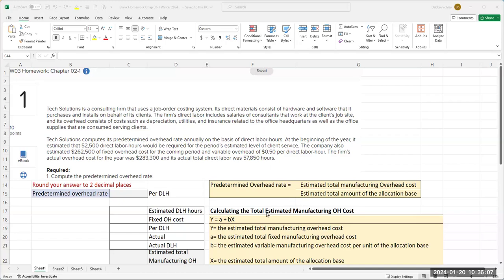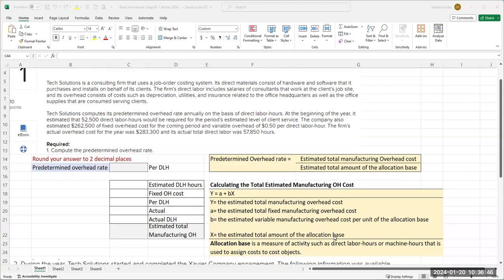And then remember the formula for calculating this top number, this estimated total manufacturing overhead cost. They put in the book this formula y equals a plus bx. So we all feel like we've gone back to math class. Y is what we're going for, right? The estimated total manufacturing overhead cost. A is the fixed manufacturing total. B is the estimated variable manufacturing overhead cost per unit of the allocation base. And X is the estimated total amount of the allocation base.